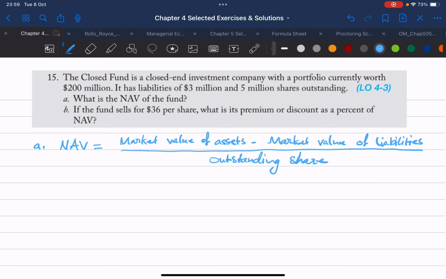Okay, and we have all of these data given to us in the question, so we can just substitute, right? So the market value of assets is given right here because it says a portfolio currently worth 200 million. So that would be the market value of assets, 200 million. Minus, it has liabilities of 3 million, so that would be the fund's liabilities. Okay, and we also have the number of outstanding shares right here, 5 million outstanding shares.